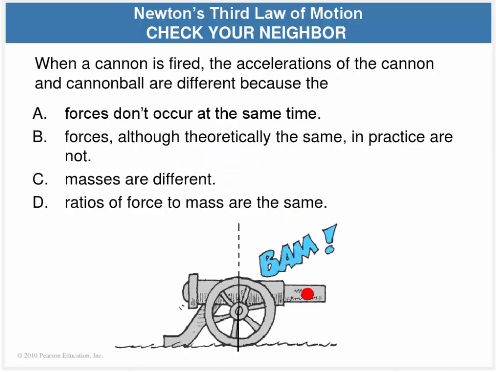So take a second and ask yourself, if we have a cannon and cannonball system, Newton's third law says that the force on the cannon must be the same as the force on the cannonball, equal in number, opposite in direction. And how come the accelerations are different? Well, remember that force is equal to mass multiplied by acceleration, and very simply, the cannon is much more massive than the cannonball. So even though they experience the same force, the acceleration of the cannon is much less than the acceleration of the cannonball.